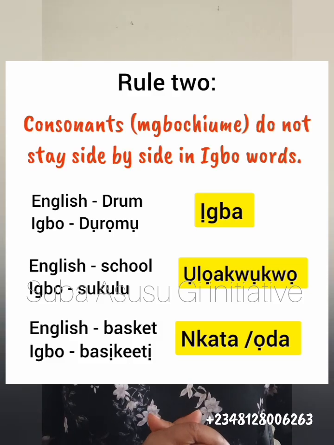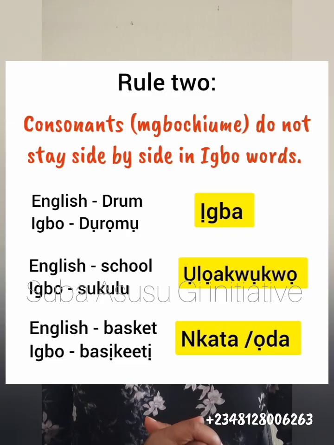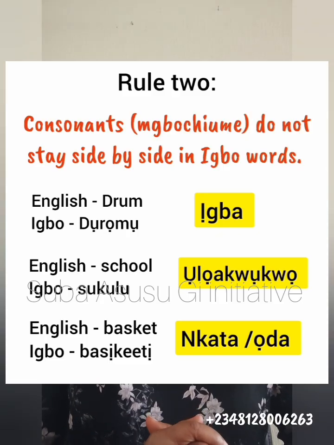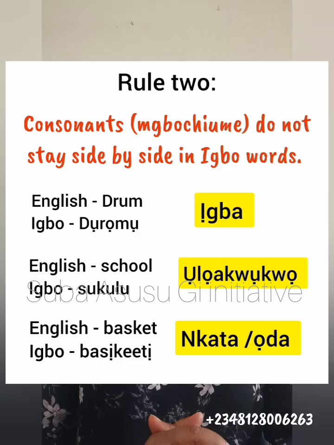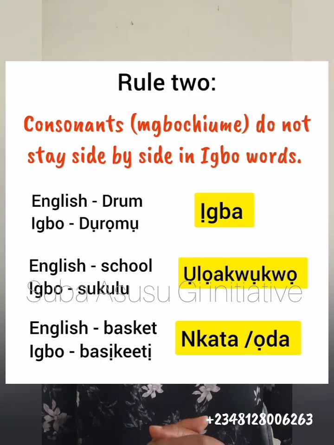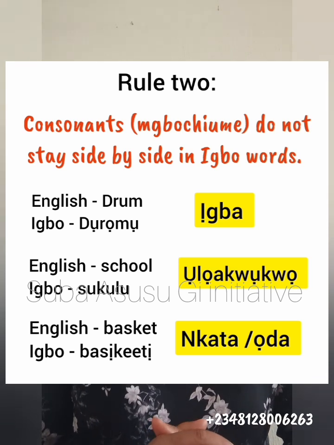All right. Again, school in Igbo is ola akwụkwọ. Ola akwụkwọ. Beautiful. Okay, so the third example is the English word basket.